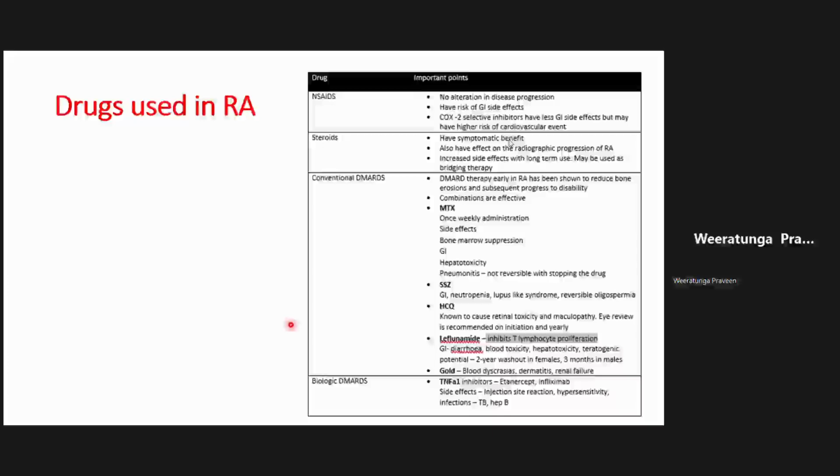Okay, so just the management principles. Methotrexate being the first line drug, you need to know the side effects of methotrexate, and also poor prognostic features. Biologic DMARDs are the posh drugs, right? And then if not, you can add on other usual DMARDs like leflunomide or sulfasalazine.